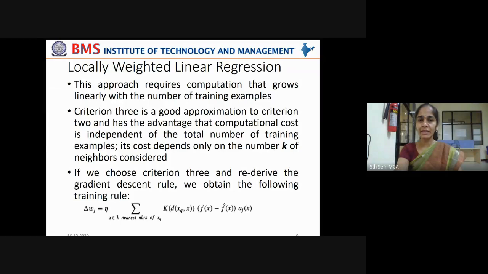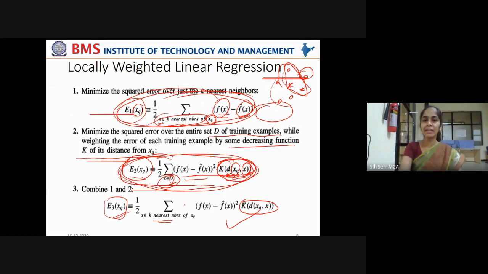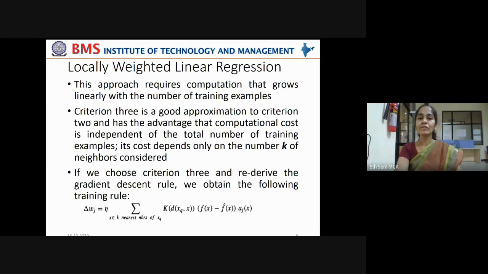Now, criterion 3 is a good approximation to criterion 2. In criterion 2, we are considering all the training examples. But criterion 3 is an approximation of criterion 2, because we are using only k nearest neighbors, not all the training examples. So criterion 3 is a good approximation to criterion 2 and has the advantage that computational cost is independent of the total number of training examples.